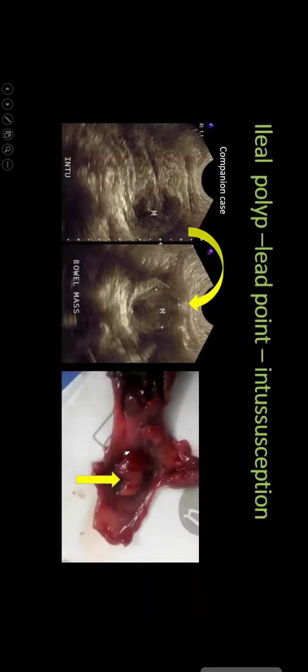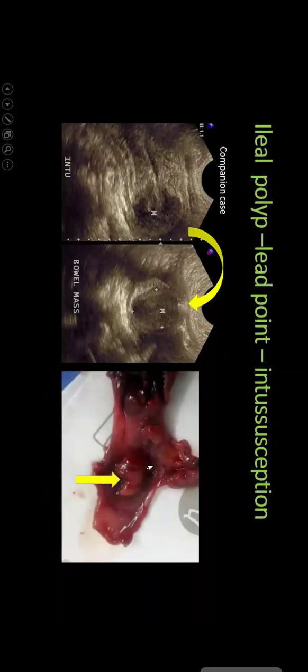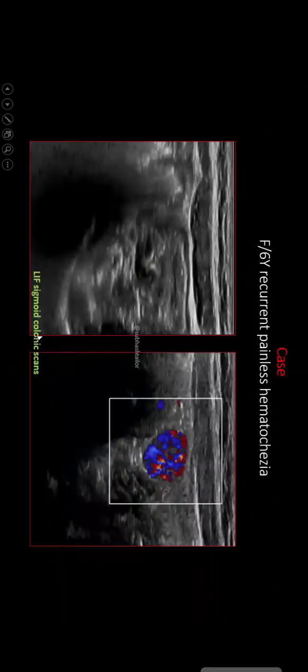Another companion case, there is intussusception, but there is a lead mass, a lead point, a hypoechoic mass in the small bowel. So it is an ileoileal intussusception, and there was some polyp in the small bowel leading to intussusception formation. So these are a couple of examples of intussusception with lead point.